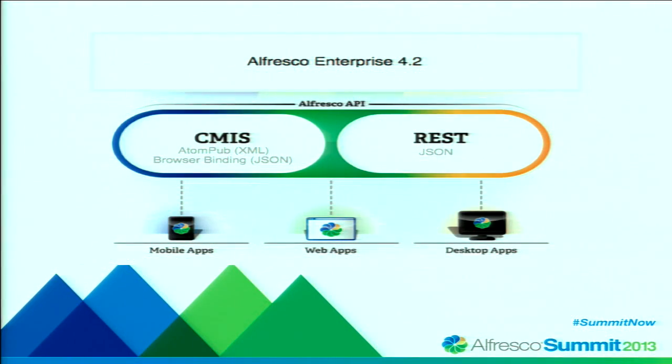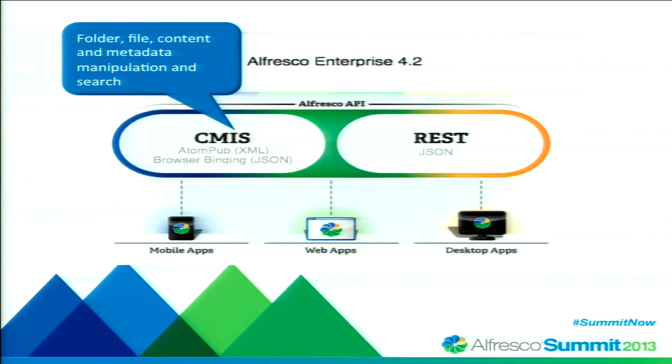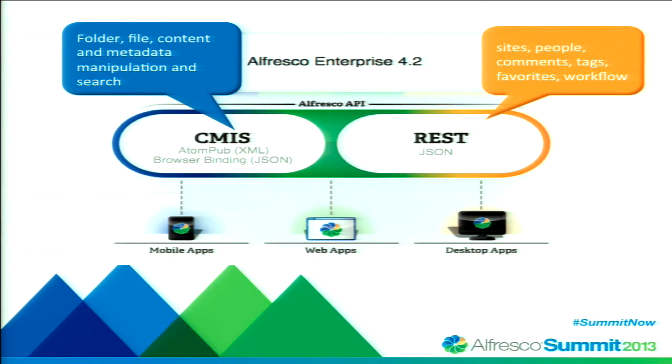And our mobile clients and anybody writing apps uses that API. And it's a combination of CMIS, this standard, and REST. So CMIS is used for folders, files, content, anything to do with files and documents. And the RESTful API adds on the things that Alfresco adds on. So sites, people, comments, tags, favorites, and workflow.